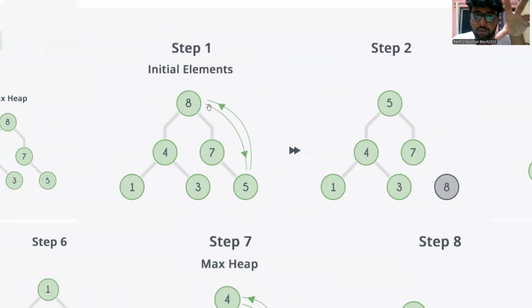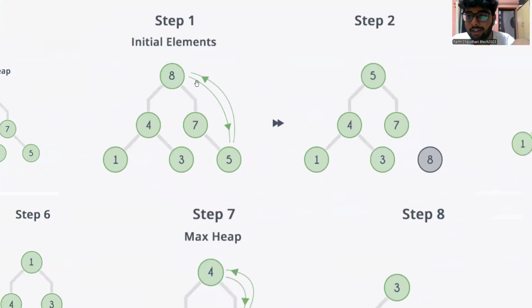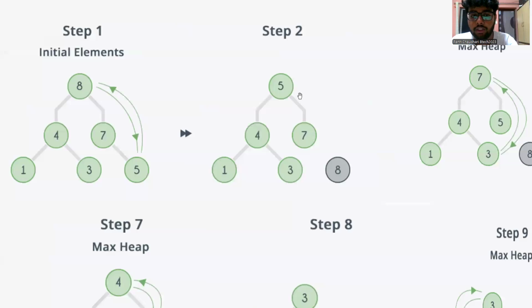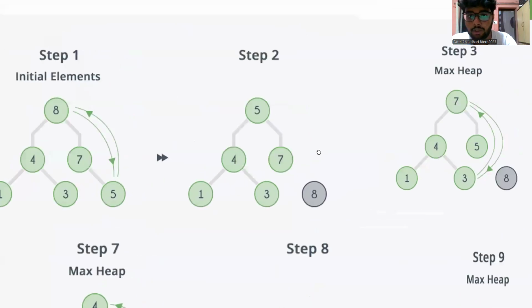We take the root of this max heap, which is the topmost part, and we put it into the sorted array, and we replace it with the element which is in the bottom rightmost part. We replace it with the root. Okay, so we took 8 here, and we put 8 into the sorted array, and obviously we replace 8 with 5. This is what the heap sort algorithm does.